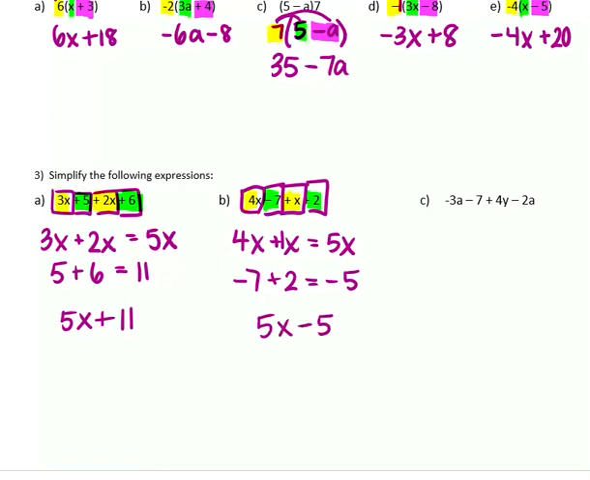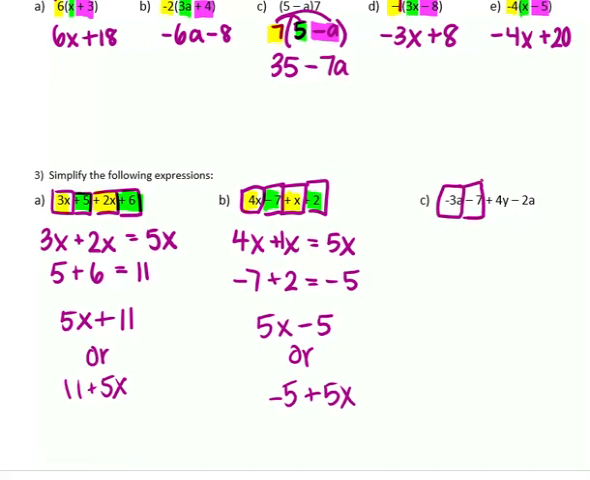I forgot to say that, remember with your answers, you can do it both ways. So for A, you could have said 5x plus 11. Or if you wanted to, you could have said 11 plus 5x. For this one here, you can also say negative 5 plus 5x. Okay, for C, box it up.